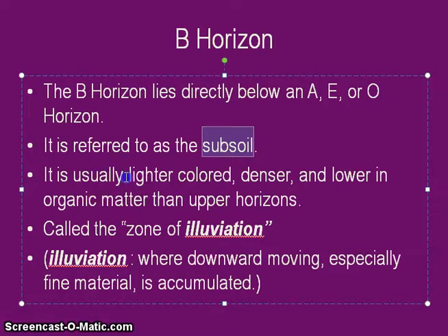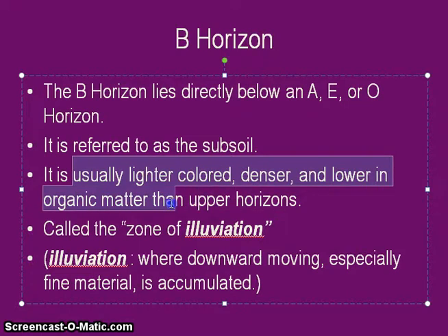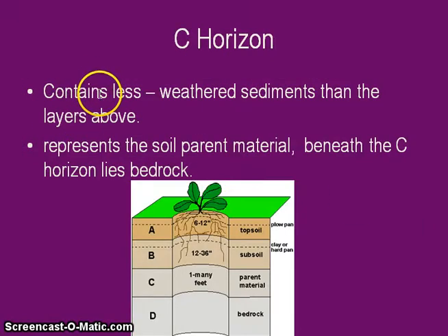Now, subsoil is lighter in color, it's denser, and it's lower in organic material. And that's because it's lower down into the ground. So less organic material means not as dark in color, and it's denser because the other layers are pushing down on it. Next is your C horizon.